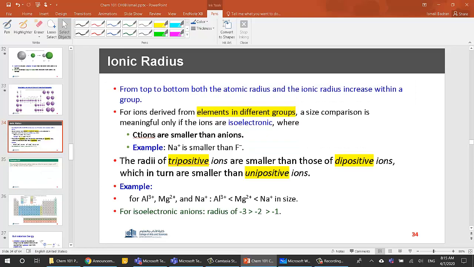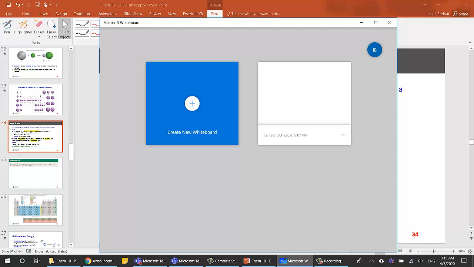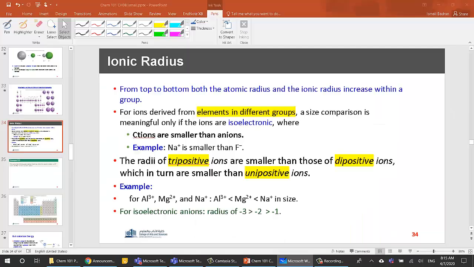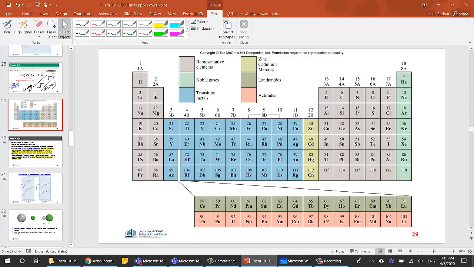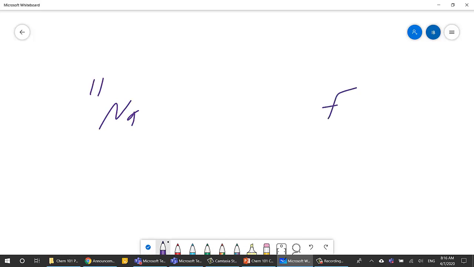Now, to explain this, let me show you here in my whiteboard. What does that mean actually when I say isoelectronic? Let's look at the periodic table. It depends. Let me show you an example. When can you compare and when you cannot? Let's take an example of fluorine and sodium, okay? So sodium is here. Sodium has 11 electrons, and fluorine has 9 electrons, okay?